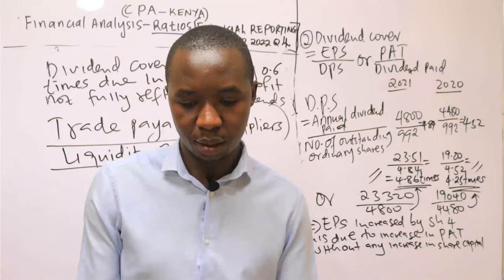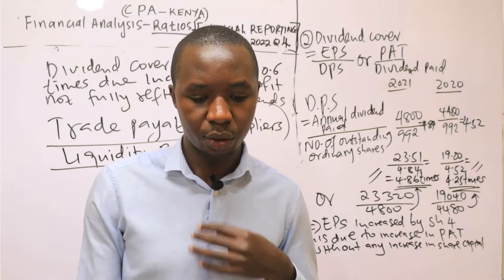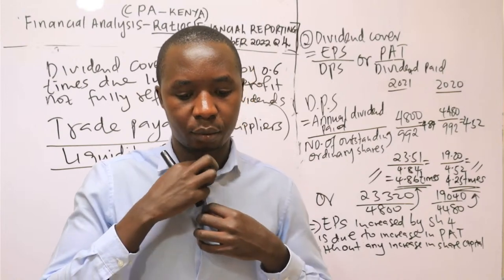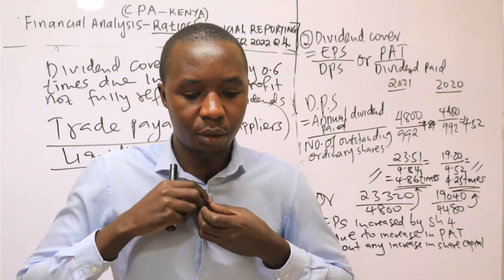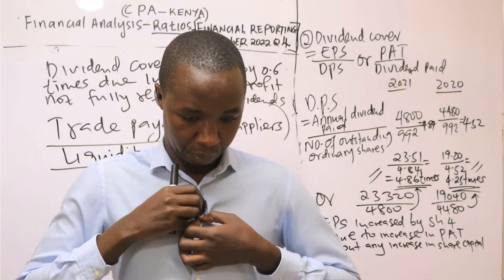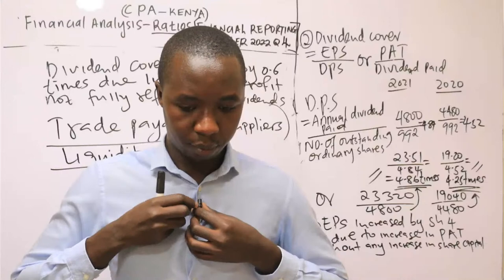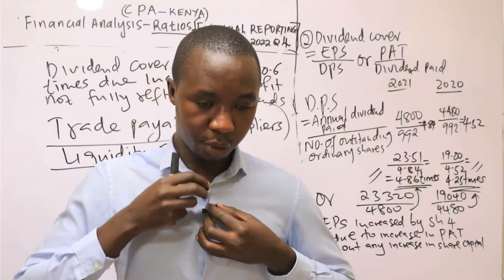I'm giving some minutes for me to see a comment. There's one very common ratio. Which is this common ratio? So we call it the current ratio.